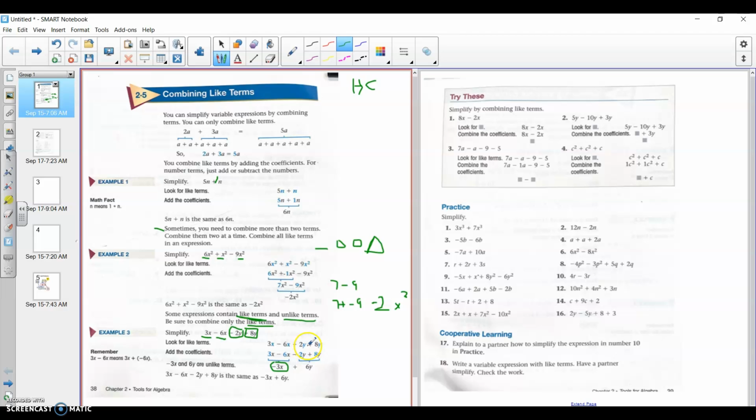So negative 2y plus 8y, those are different signs. I'm going to subtract the 8 minus 2, I'm going to get 6, and then just attach that y. And my final answer is just going to be negative 3x plus 6y because I cannot go any further. Not unless I told you what x and y are.